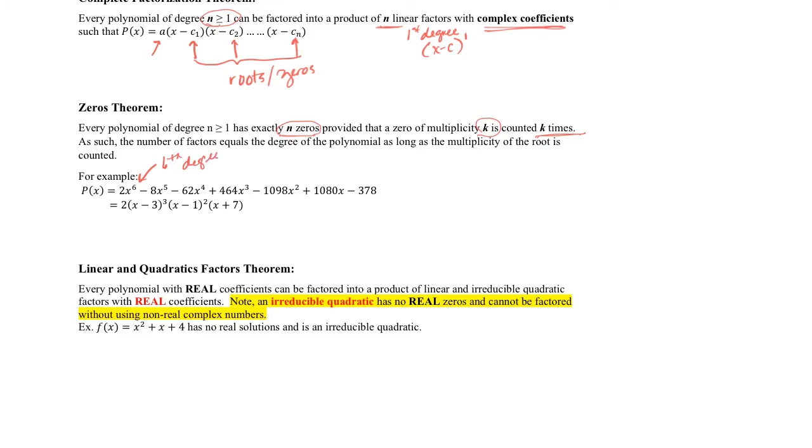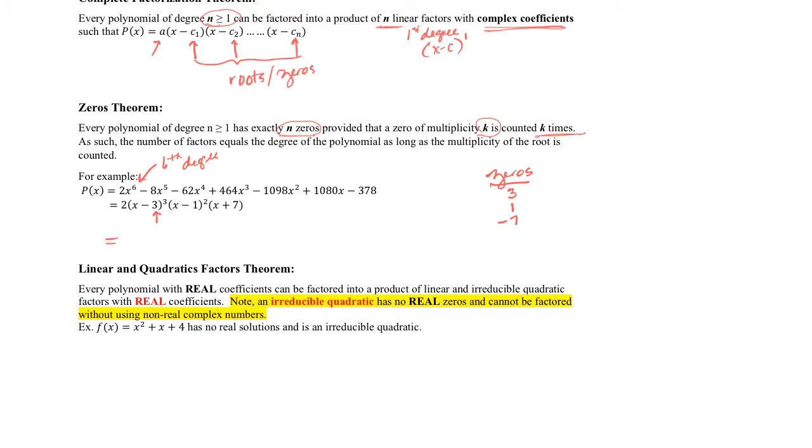Well, the zeros theorem tells me that there are 6 zeros, okay? But there's a caveat here. I have to count the multiplicities. So I can see that my zeros, based on my factors, are at 3, 1, and -7. So that's only 3 zeros, okay? And the theorem tells me I have 6 zeros.